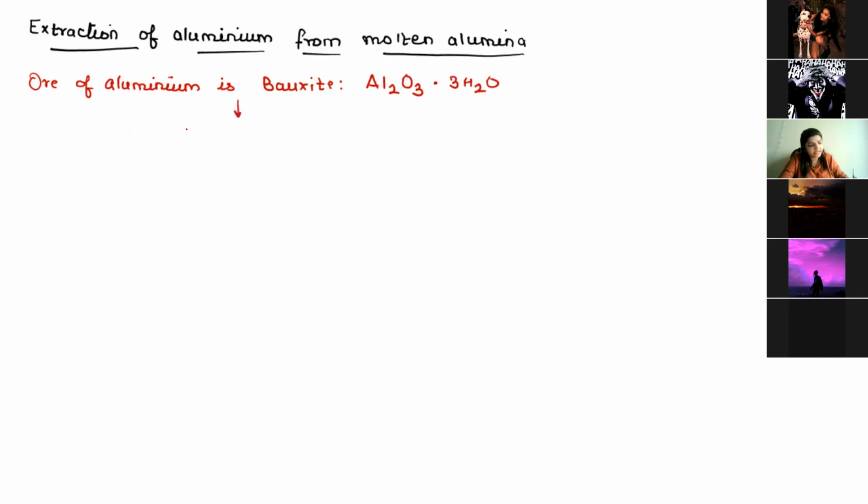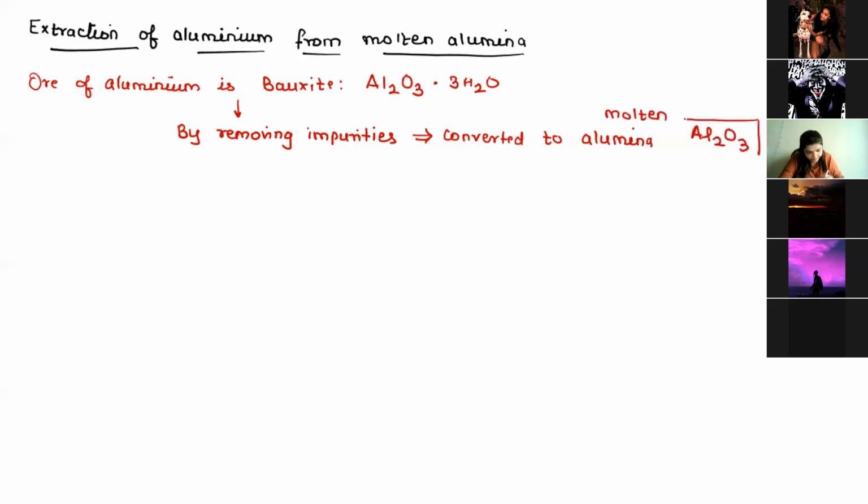Now, the bauxite is processed by removing impurities, and it is converted to alumina, which is molten alumina, Al2O3. Now it's a molten alumina, so we just have to extract the metal, that is aluminium, from the molten state.